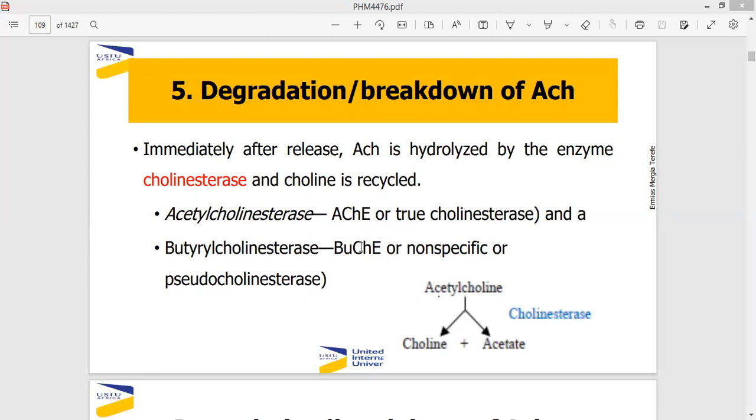And what's the antidote of organophosphate poisoning, and how does it act? Now we've seen the mechanism of action of the poison. What's the mechanism of action of the antidote?